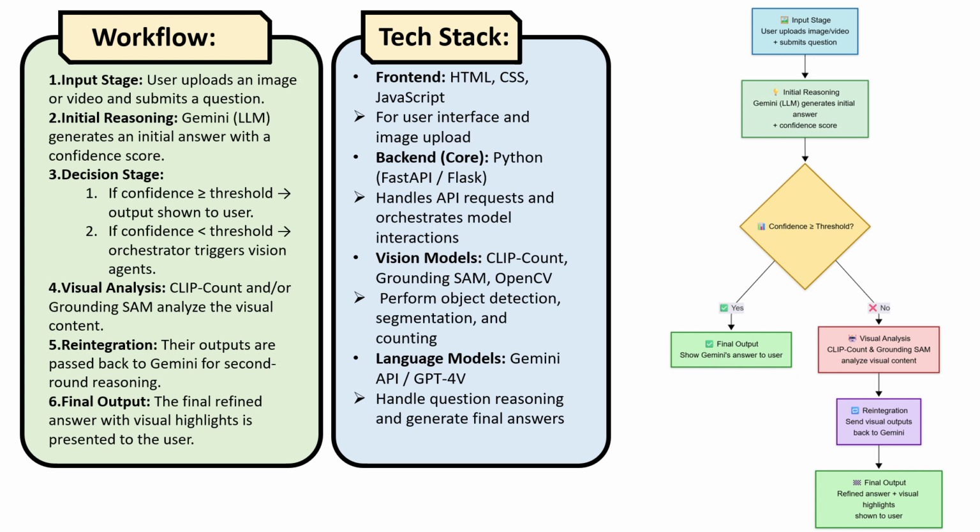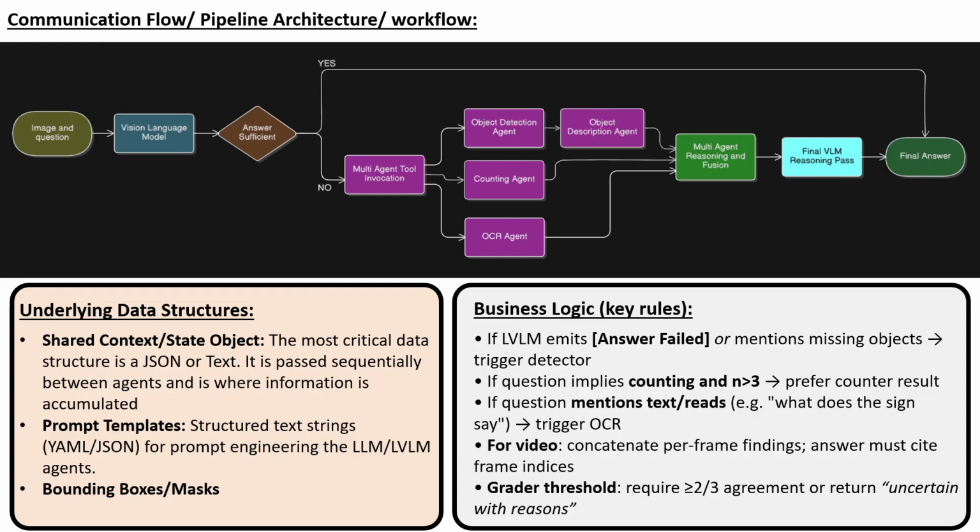Coming to our tech stack, we used plain HTML, CSS, and JavaScript for the front end. As for the backend, we are using FastAPI to handle API communication. For visual tasks, we used CLIP Count, Grounding SAM, and OpenCV, while the Gemini API handles reasoning and visual response generation.